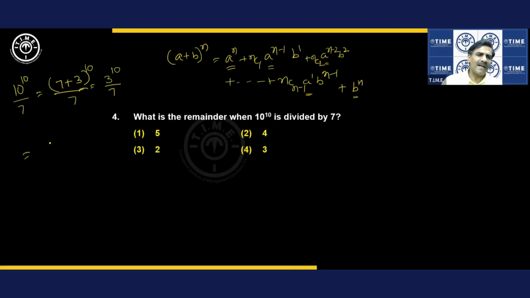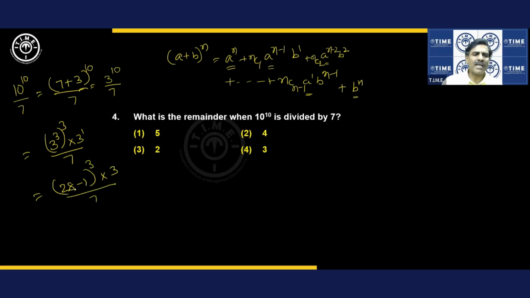3 power 10 we can write as (3 power 3) whole power 3 into 3 power 1 separately. Further, for our simplification purpose, we'll write it that way. Dividing this by 7, 3 cube is 27. 27 we can write as what? (28 minus 1) whole power 3 into 3, divided by 7.